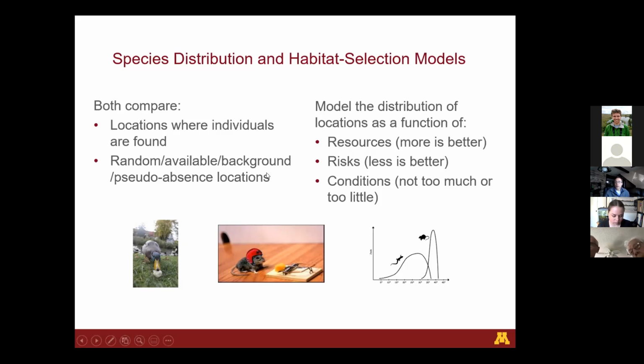We might think of resources, where more of a particular characteristic is always better, risks, where less is better, and then environmental conditions, things like temperature and pH, where you don't want to have too much or too little. So if you think of my daughter, Zoe, for her temperature, she's got an ideal range of between something like 67 and 71 degrees, and anything outside that is either way too hot or way too cold.